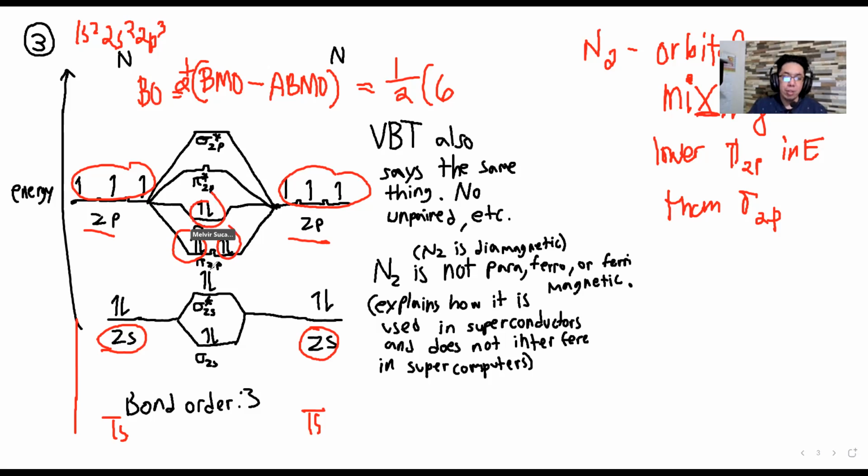Okay, correct. So, wala naman nag-occupy ng sigma star mo eh. Or tsaka pi star. This will be 6 minus 0, 6 over 2. Bond order is 3. Okay, correct ito. So, 1 point ito. Tapos, I'll give you 2 points here. That's correct. So, bond order is 3. So, BBT also says the same thing.